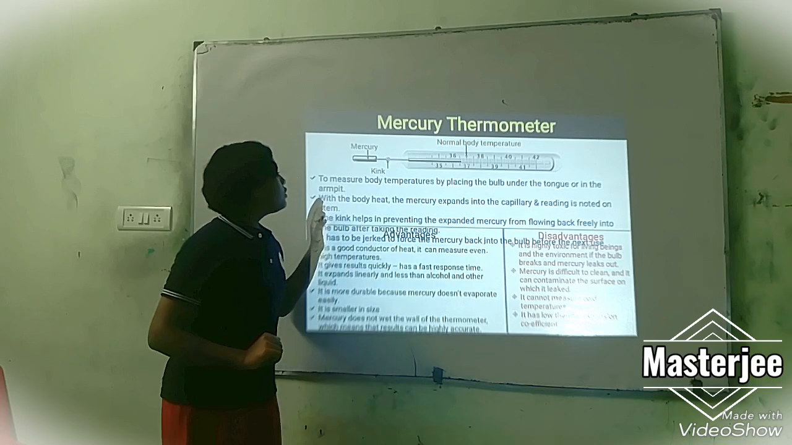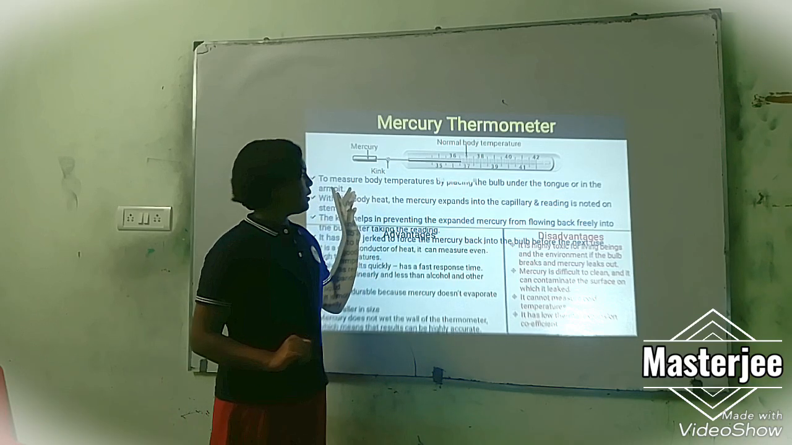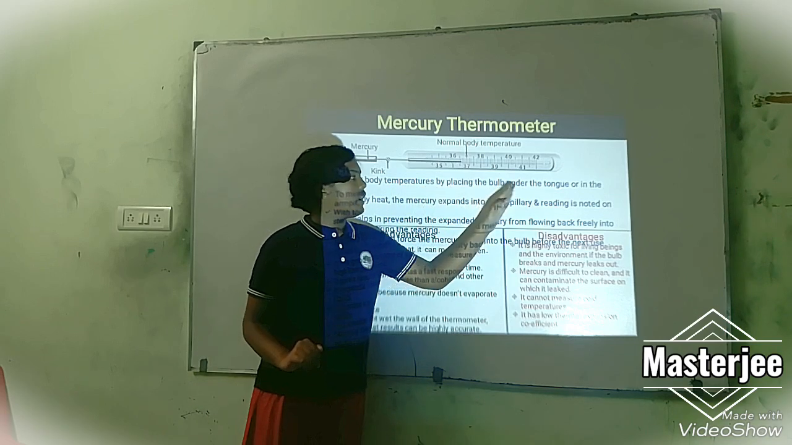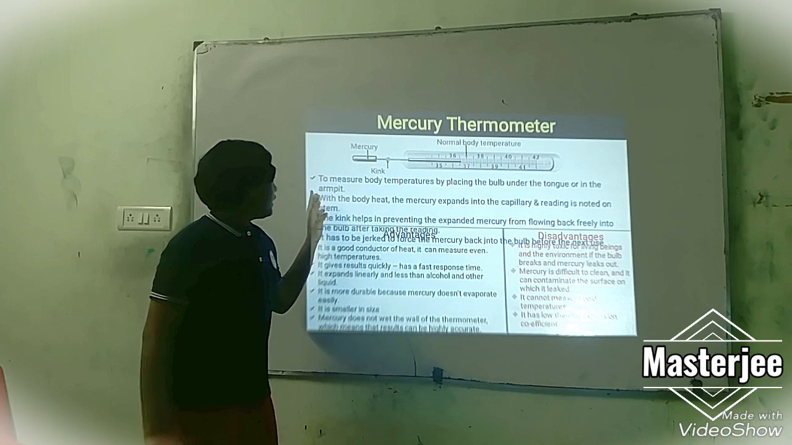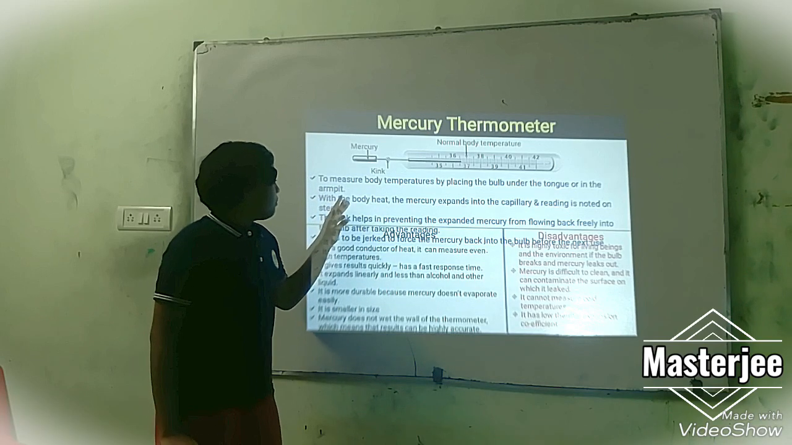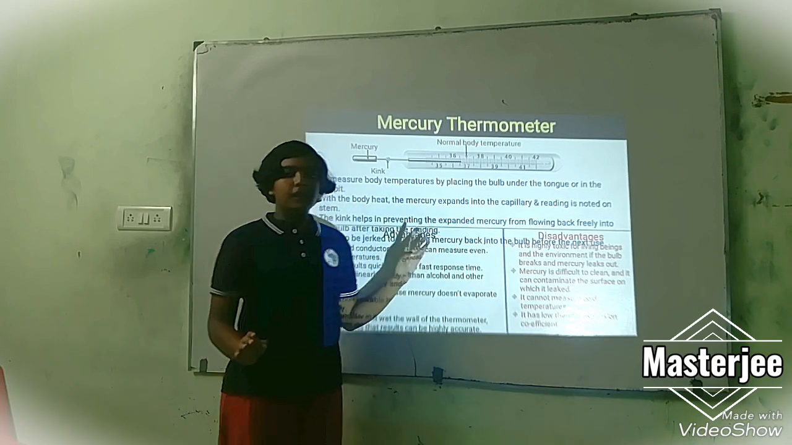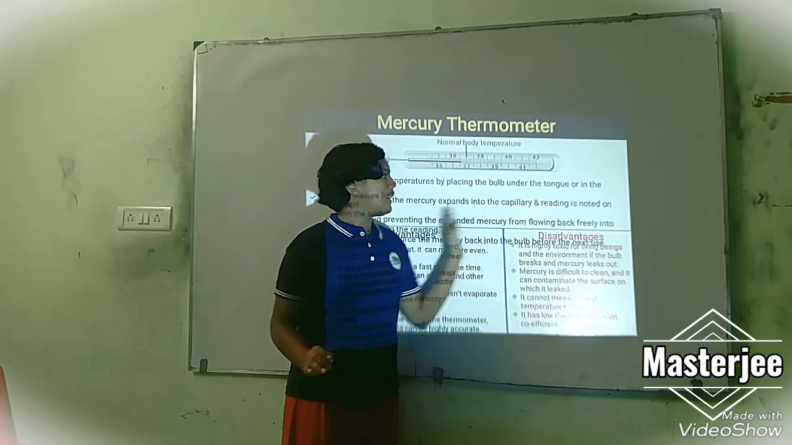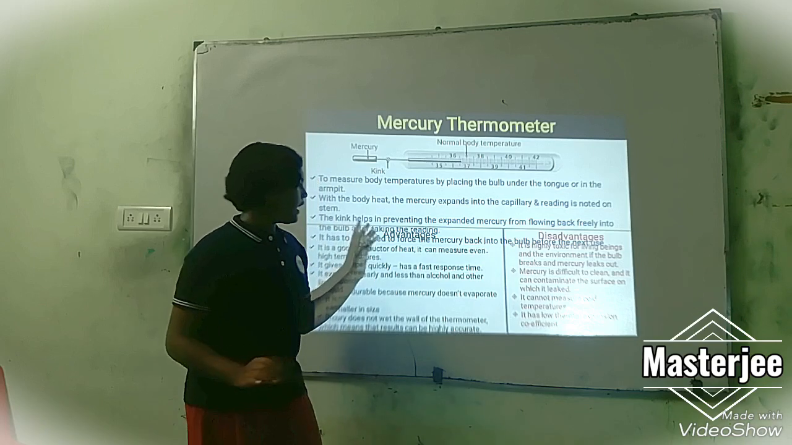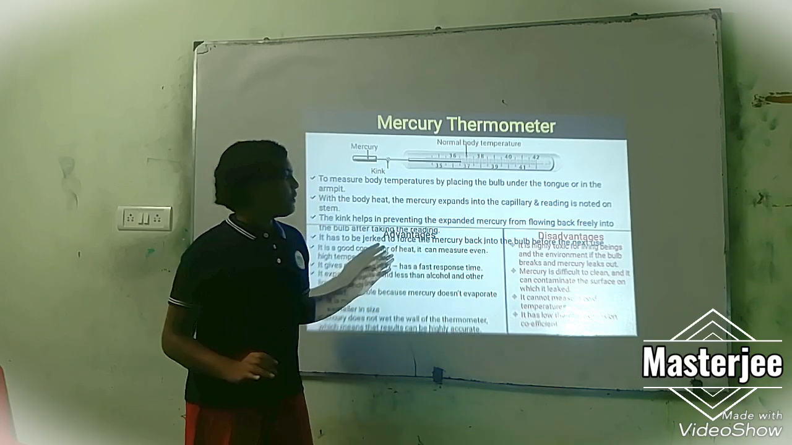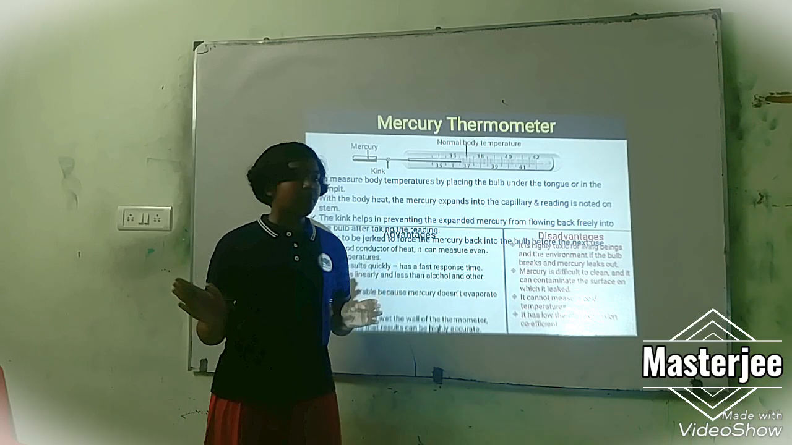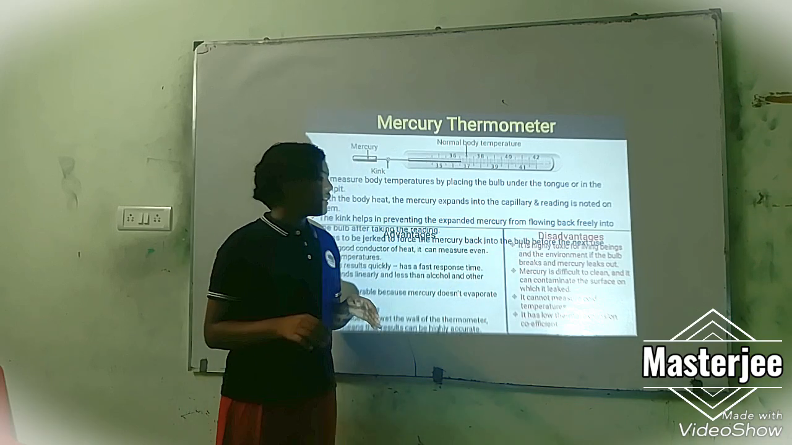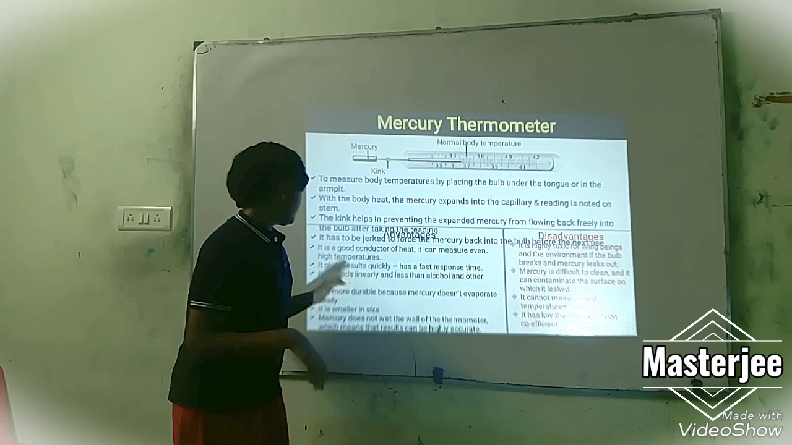Mercury thermometer. To measure the body temperature, place the bulb under the tongue or in the armpit. With the body heat, the mercury expands into the capillary and the reading is noted. The kink helps prevent the expanded mercury from flowing back freely into the bulb again. It has to be jerked before using it again.